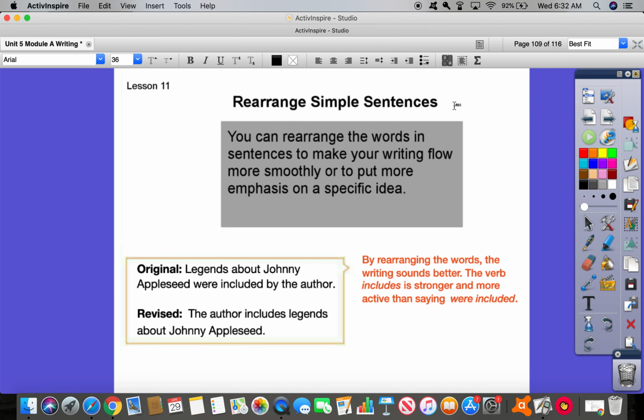Rearrange simple sentences. You can rearrange the words in sentences to make your writing flow more smoothly or to put more emphasis on a specific idea. So let's look at our example here. The original sentence is, legends about Johnny Appleseed were included by the author. And then the revised one is the author includes legends about Johnny Appleseed. So by rearranging the words, the writing sounds better. The verb includes is stronger and more active than saying were included.